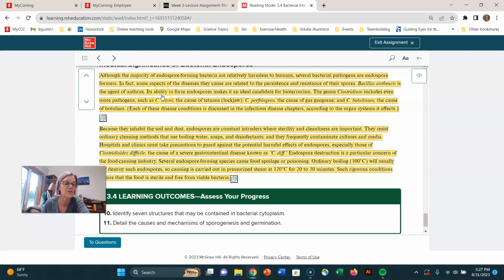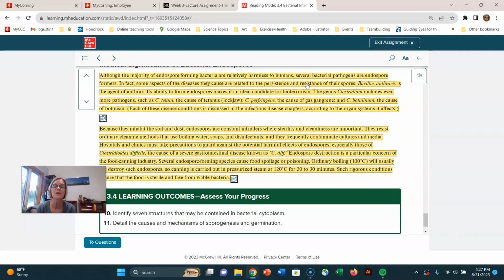And you might have heard of anthrax because it can cause disease in animals, like cattle and animals related to cattle. It can cause disease in humans, and it can be deadly. If you inhale it, it's a very deadly disease. And it's been used for bioterrorism. So why could it be used for bioterrorism?